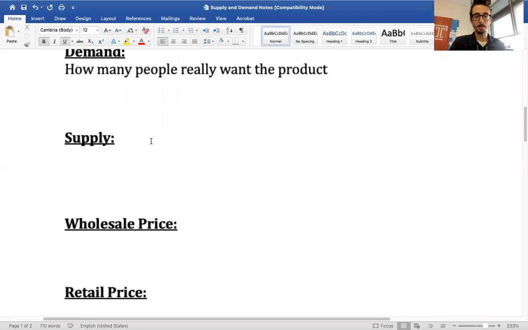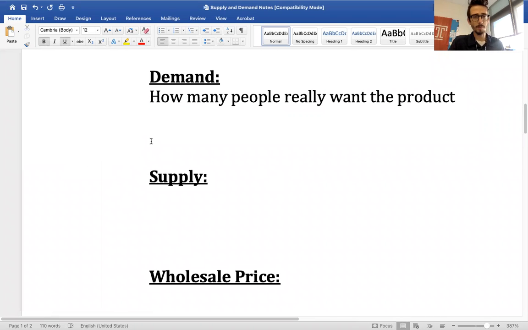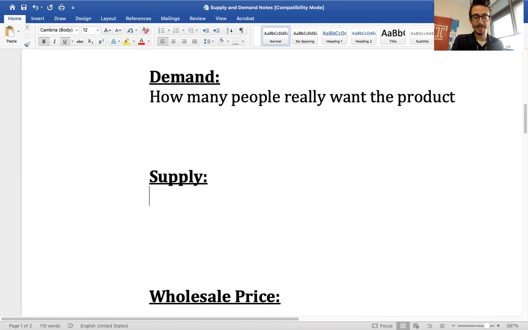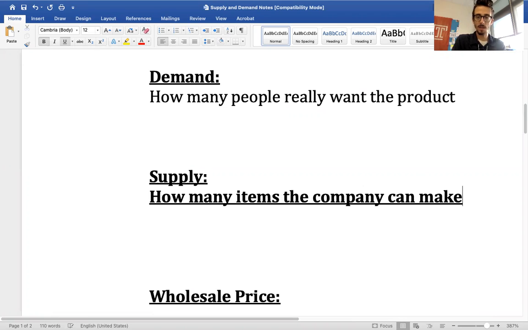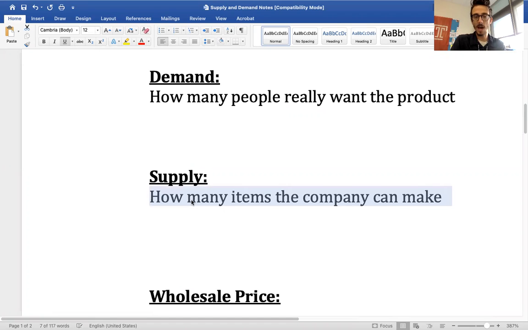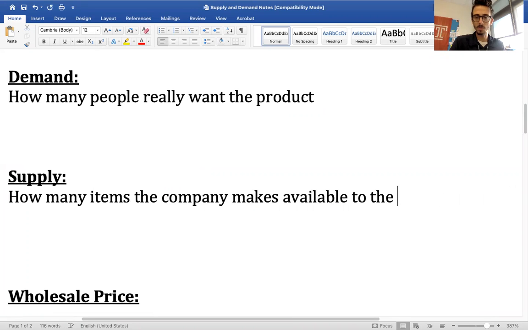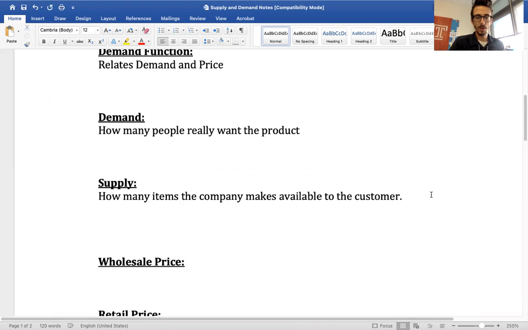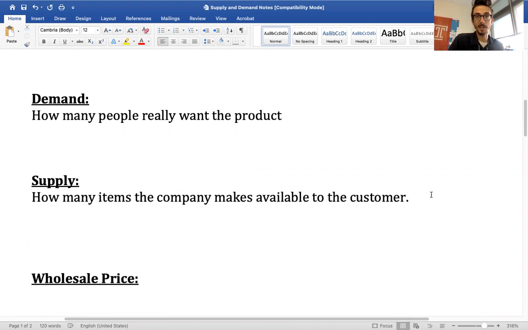We also hit the supply. So of course, people are going to want a product. The supply is actually how many items the company can make. So not so much how many items they can make, like how big is their catalog. It's like how many items are rather available. So how many items the company makes available to the customer. If there's 100 people that are demanding ice cream, maybe the ice cream place gets 105 in case people buy more. It's always important to know your audience.